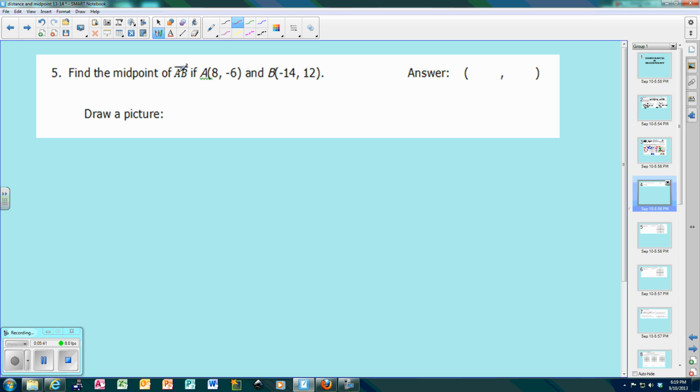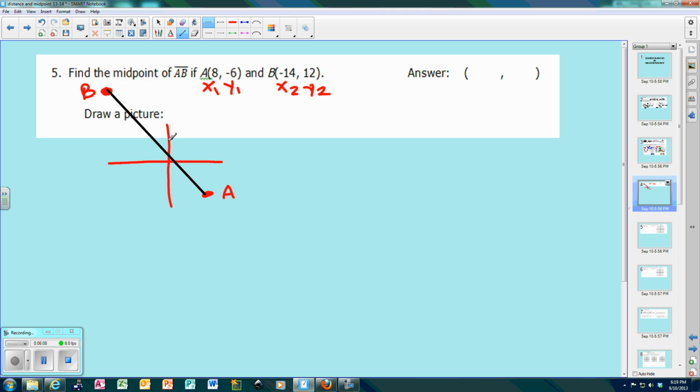All right, so let's find the midpoint of AB. So here's x1, y1. Here's x2, y2. So if we draw a picture, so think about it, if you have a grid, if you go over 8 and down 6, so this would be A, and then you go backwards 14 and up 12, that would be somewhere up here. We know the midpoint is somewhere between those two generally. So let's just do the math. So x1 plus x2 divided by 2, and then add the y's, y1 plus y2 divided by 2. So I'm just going to plug them in.